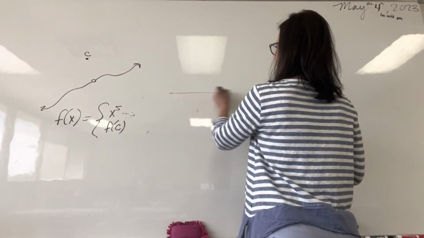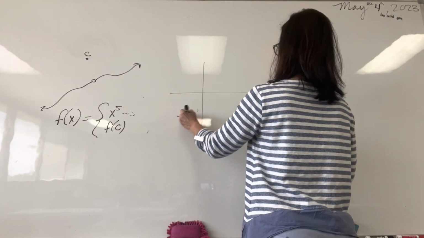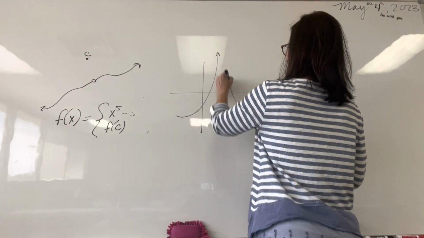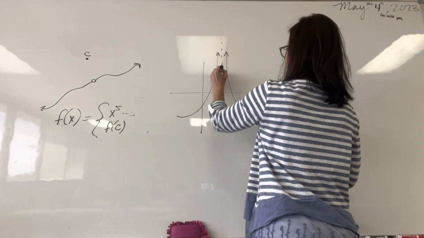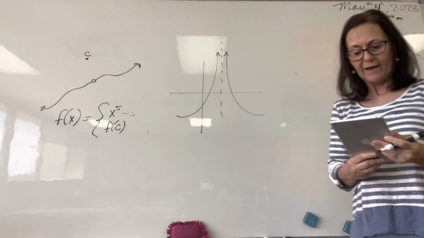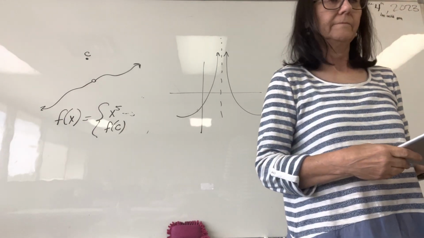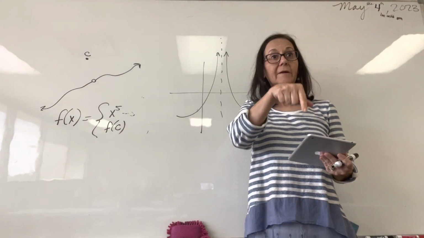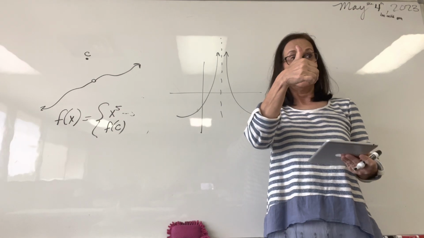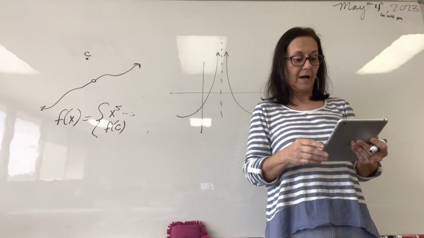What do we have with C? We have a vertical asymptote. When do we have a vertical asymptote? When there is a 0 at the bottom, a 0 of the denominator, that is not a 0 of the numerator. All right?